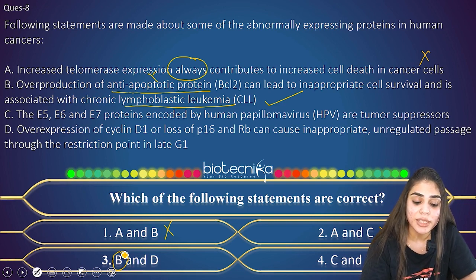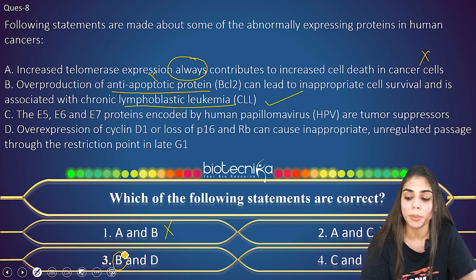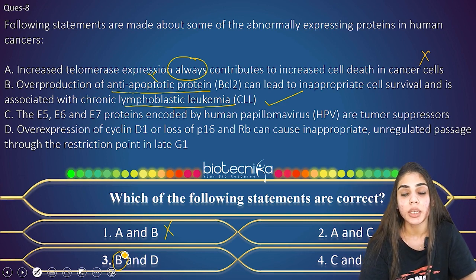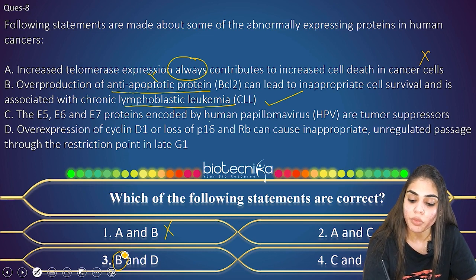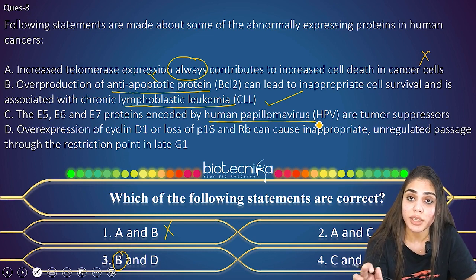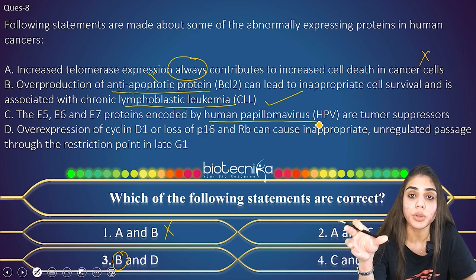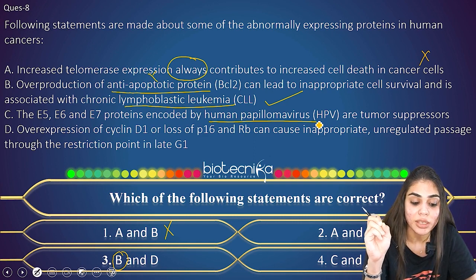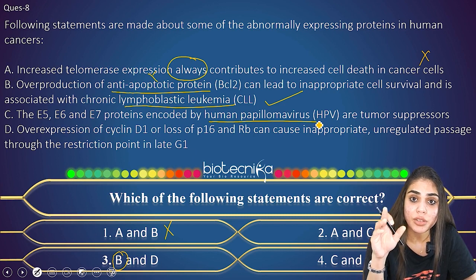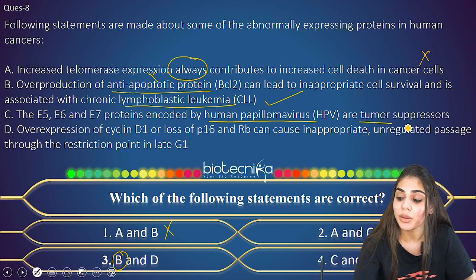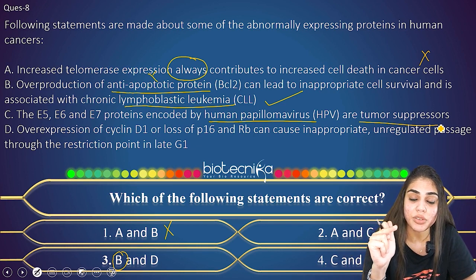The E5, E6, E7 proteins encoded by human papillomavirus are tumor suppressors. Now you all know that human papillomavirus is associated with cervical cancer, and also sometimes it will cause genital cancers in males as well as females. But they encode two main types of proteins, that are E6 and E7. E6 protein is known to sequester the p53 gene, which is a type of tumor suppressor gene. And E7 is known to sequester the retinoblastoma gene.